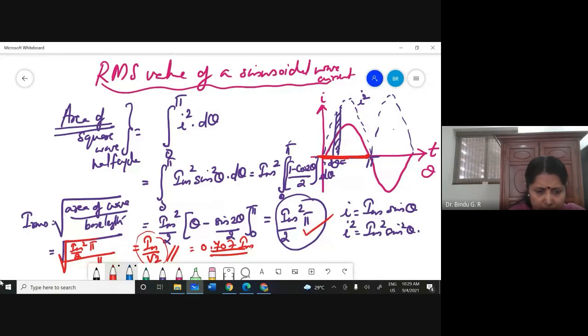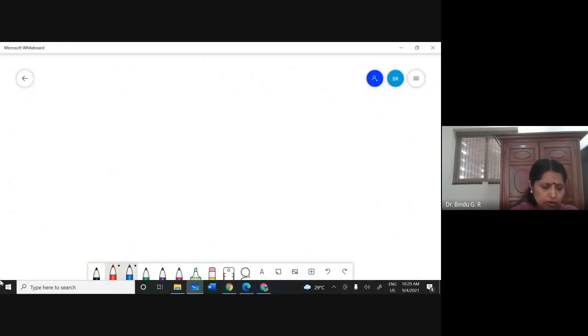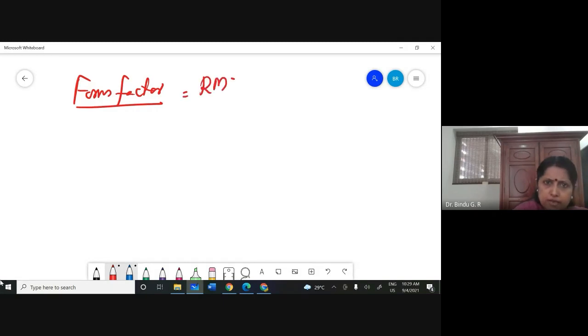I'll stop the class now. I'm sure all of you will be very tired, but with two more terminologies, that is all. Form factor. Form factor is nothing but RMS value by average value. Remember, RAF: RMS value by average value gives you form factor.